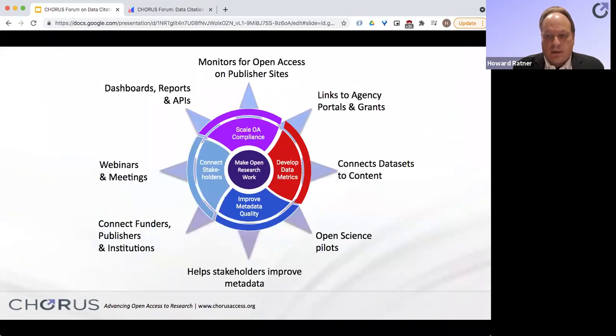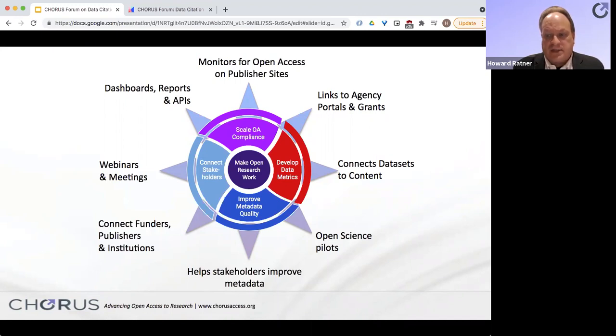Chorus monitors for open access on publisher sites. We connect data sets to publish content. We link articles to agency portals and grants where available. We publish dashboards, reports, and APIs for our funder, institution, and publisher stakeholders. We connect these stakeholders to each other so they can learn from each other and hopefully build some trust. We help conduct and participate in open science pilots. We host webinars and meetings on all of the topics that are listed here.